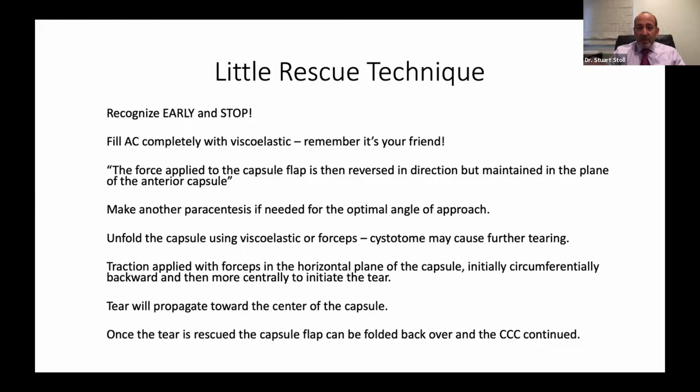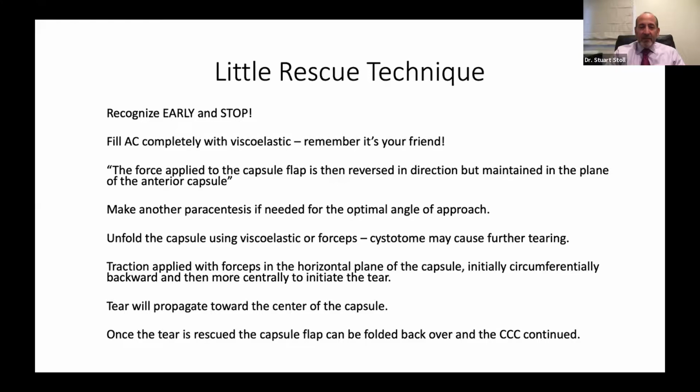So the keys to this are you have to recognize early running out of control. The further out it goes, the harder it is to fix things. You want to fill the AC completely with viscoelastic. Remember, it's your friend. And then you have to understand that the force applied to the capsule is then reversed in direction but maintained in the plane of the anterior capsule.